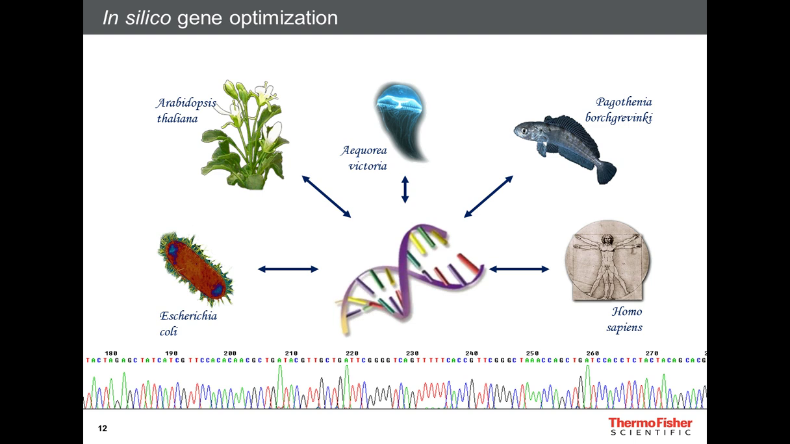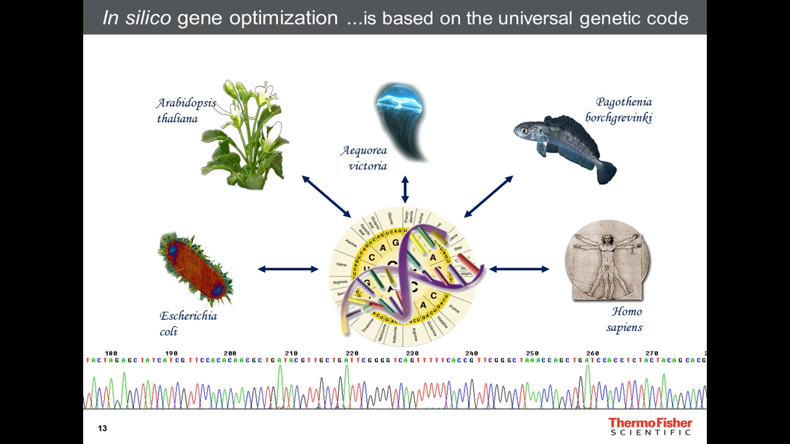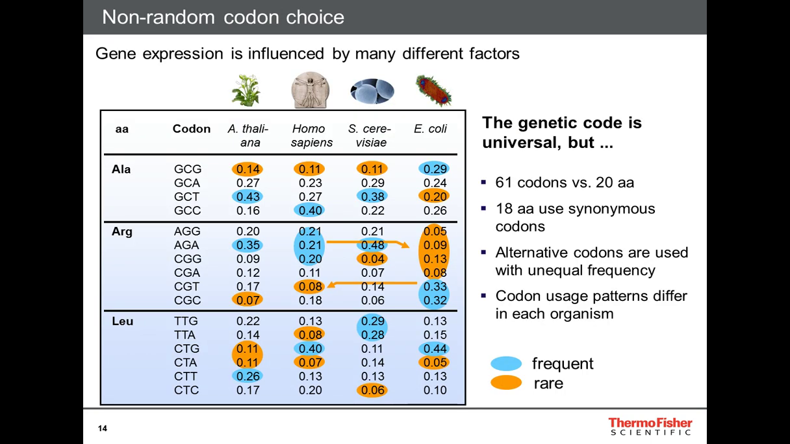I want to explain a little bit what gene optimization is and how it works. So, as I mentioned before, biotechnology is possible, or is actually easy, because the language of all the organisms is basically the same, and it's easy to transfer a gene from one organism to another and have a good chance that it actually works.